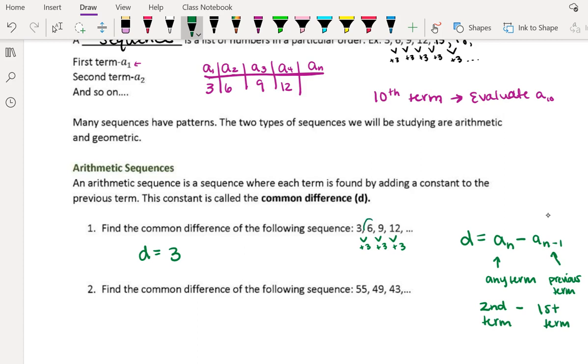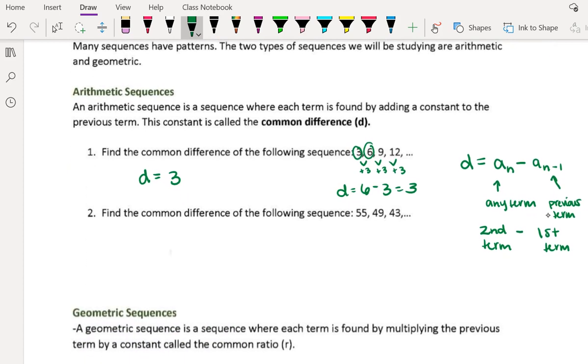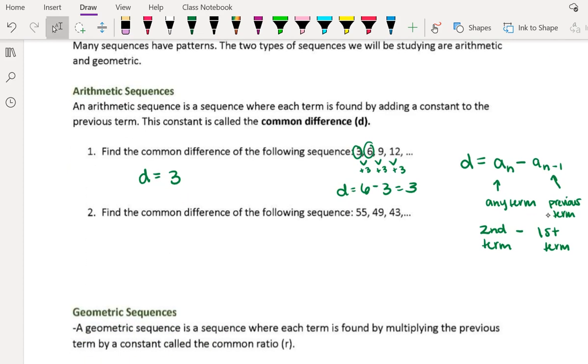So if I take the second term, which is 6, minus the first term, which is 3, 6 minus 3 is equal to 3, which is why the common difference is 3. So let's take a look at another one. Find the common difference of the following sequence. So if I take d is equal to the second term minus the first term, the second term is 49 minus 55, and so I get a value of negative 6.